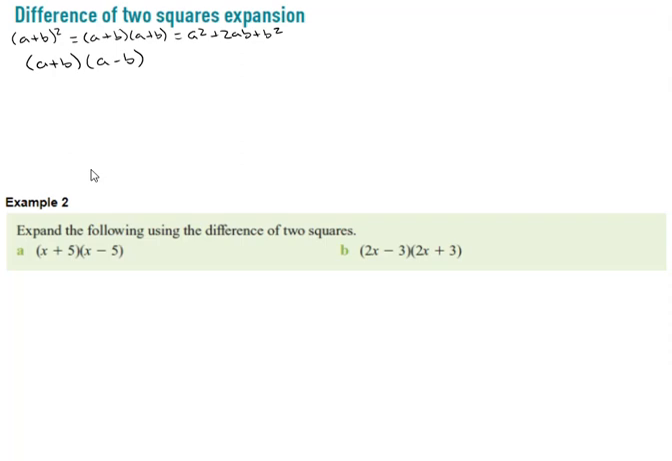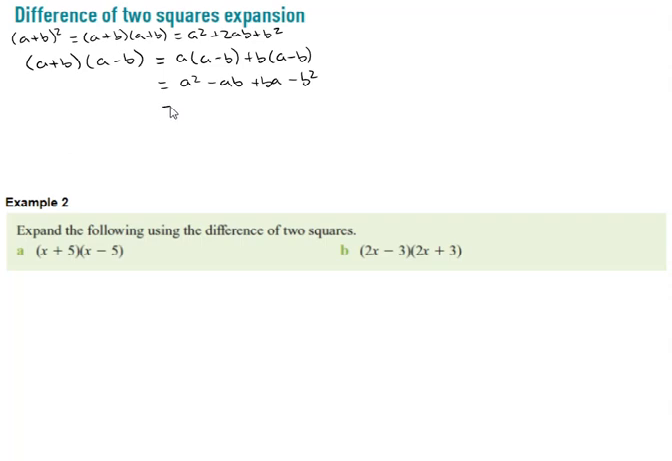Now, let's multiply this out the long way to see what we get. So we're going to take the a, multiply it by a minus b. I'm going to take the b, multiply it by a minus b. So we got a times a, which is a squared, a times b, which is minus ab, plus b times a, which is ba, or ab, and then b times minus b, which is minus b squared.